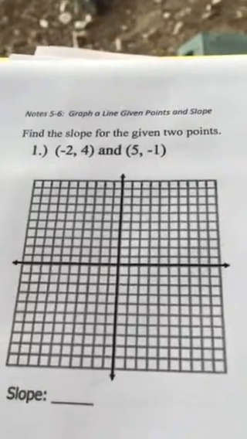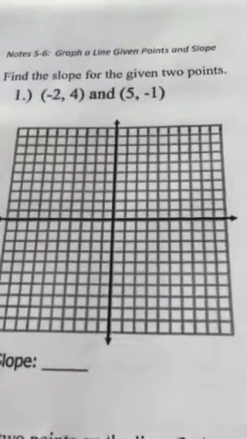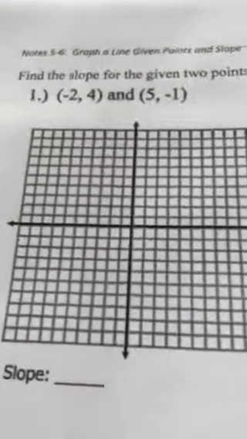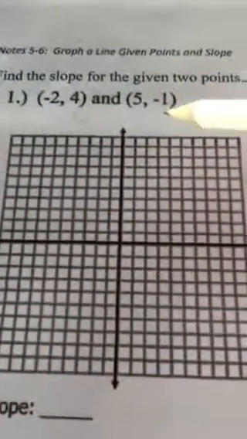Hi, today we're going to be working on notes 5-6, which is graph a line given points and slope. You can see right here in number 1 it says find the slope for the given 2 points. So we have the points -2, 4, and 5, -1.